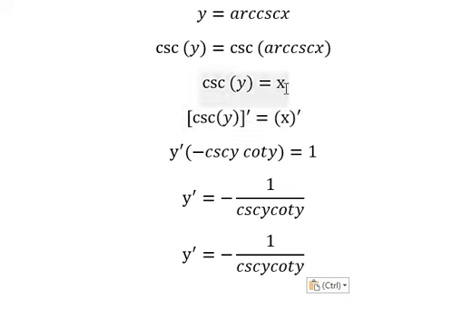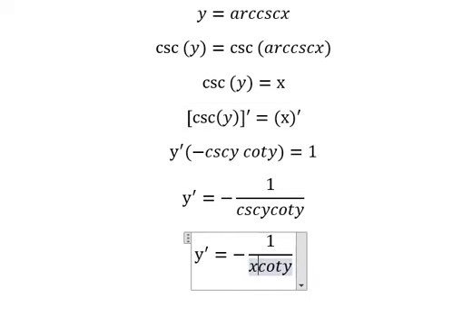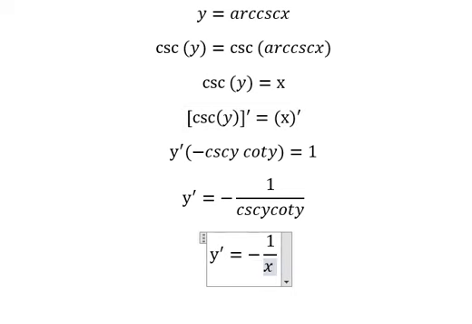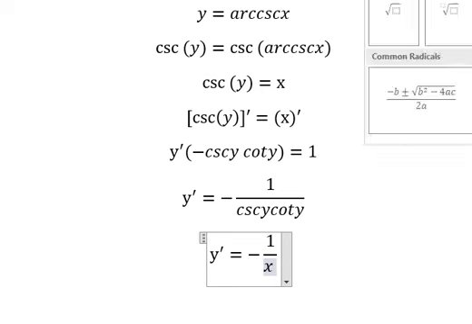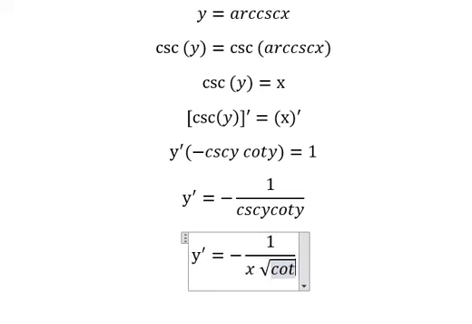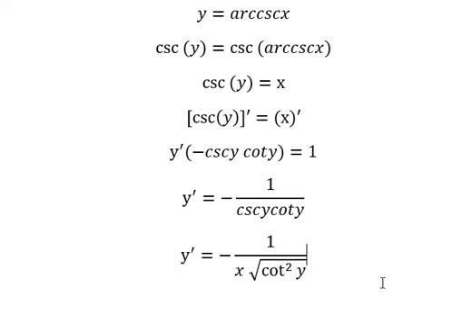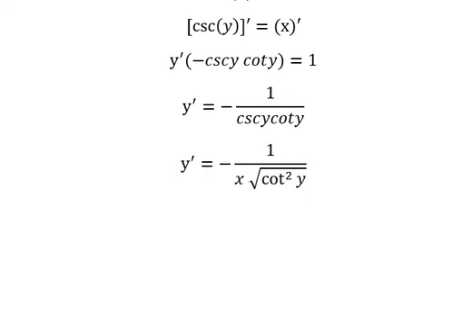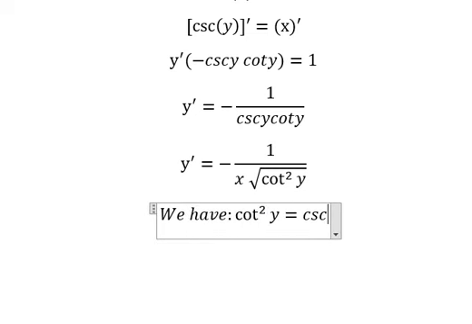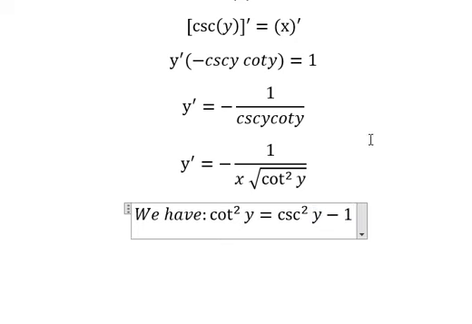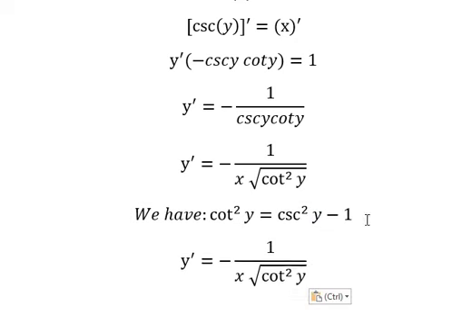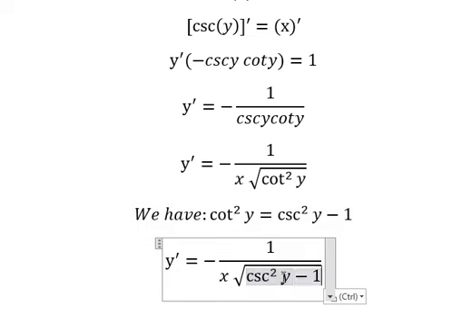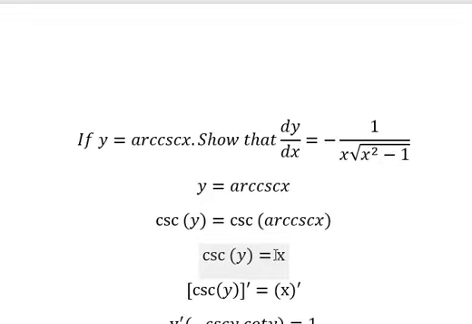Cosecant of y, that is about s. This one, that is about the square root of cotangent y square. Now we have the formula in here. So we need to transform this one into this one. And this one, that is about s.